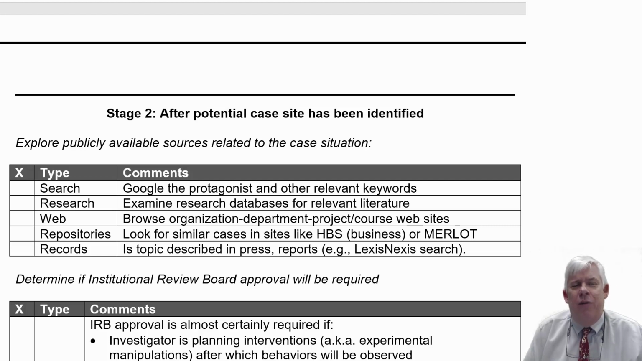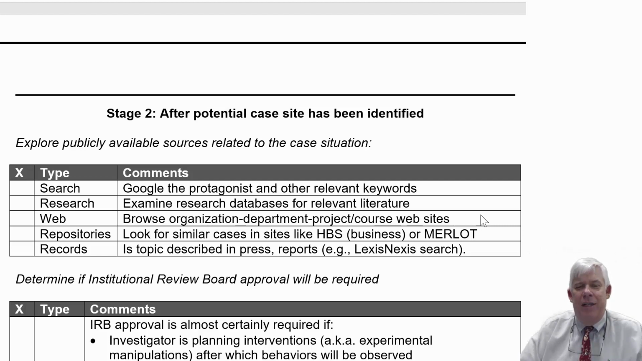But before you make your first visit, once you've found a potential case site that seems to meet your needs, you want to do some background research on it. And that research would consist of doing web searches on the organization and on the names of any particular protagonists who might be part of the case, whether it be research or discussion.